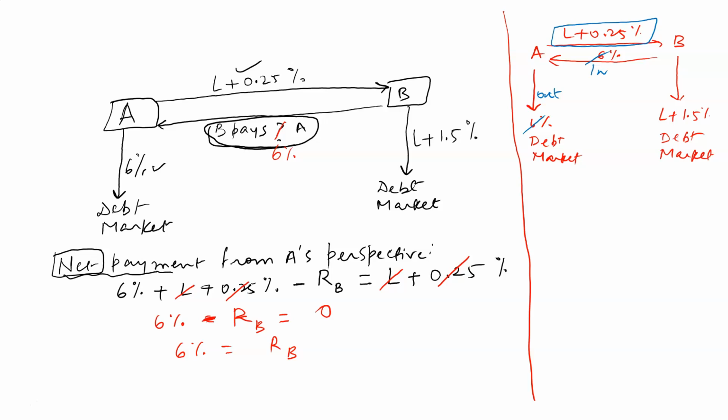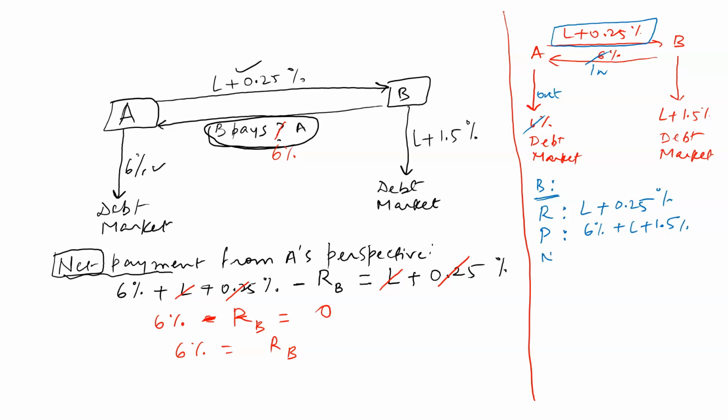What about B? Are they happy with the arrangement also or not? What is happening? They are receiving what? From B's point of view, let's just write their situation here. I'm just writing R for receipts. So what are they receiving? All incoming arrows to B are their receipts. So they are receiving LIBOR plus 0.25% from A. And what they are paying, I'm writing P for payments. What are they paying? They are paying 6% to A, and they are also paying LIBOR plus 1.5% to the debt market, right?